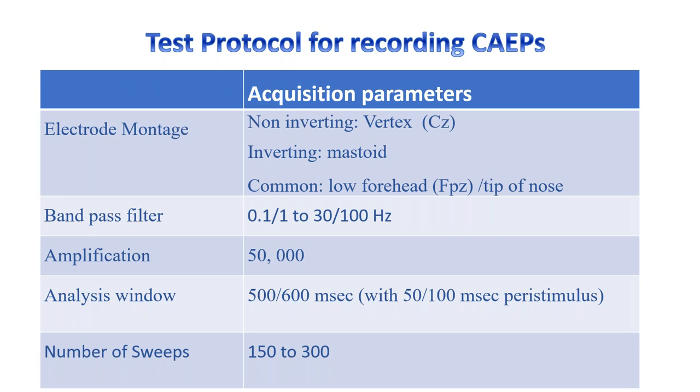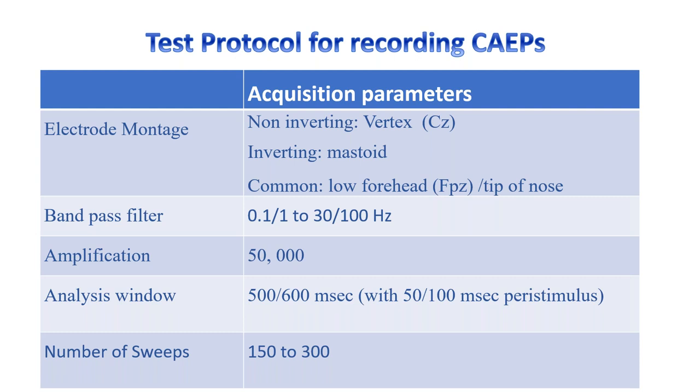The acquisition parameters are what are more important to get artifact-free cortical evoked potentials. The electrode montage, like I said, can be single channel, dual channel, or multi-channel. If you're having a minimum one-channel recording, then the preferred electrode placement would be vertex, Cz, for non-inverting, and the inverting electrode would be on the mastoid. The preferred is the ipsilateral mastoid. But if you're testing with a hearing device, like a hearing aid or a cochlear implant, then I would put it on the contralateral mastoid. For the common, ground electrode, the preferred placement is the tip of the nose, but I always use the low forehead for it.